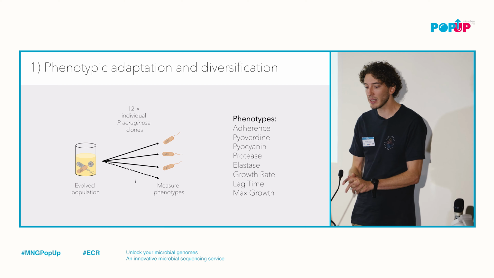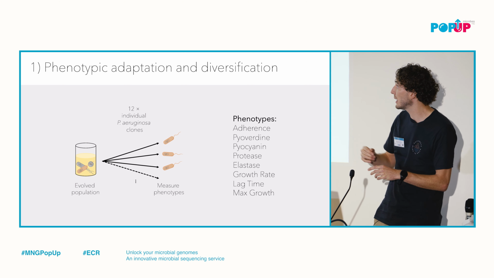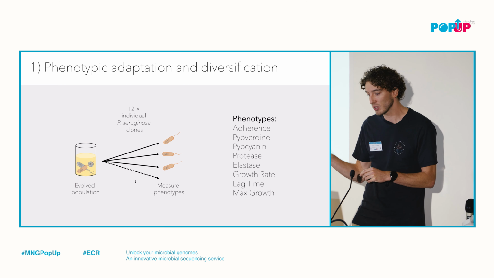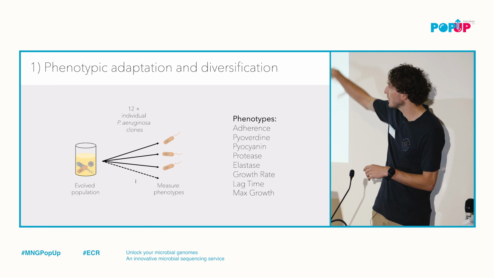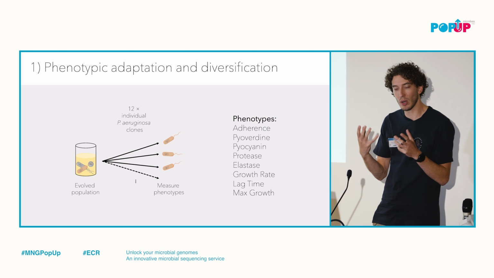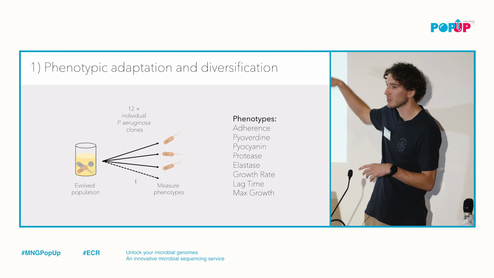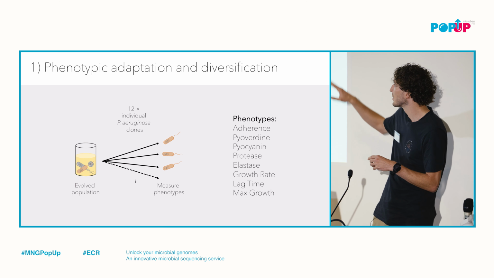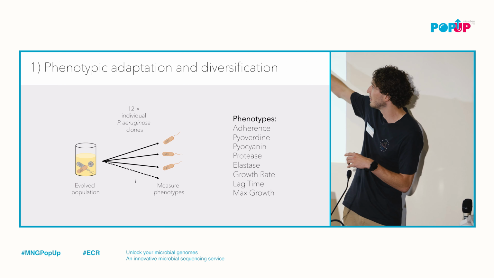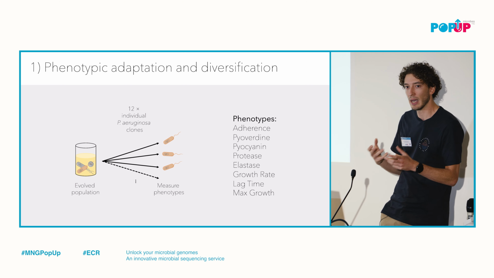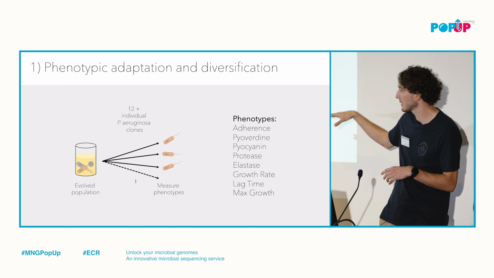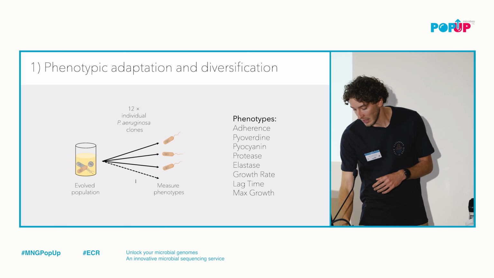I isolated 12 individual Pseudomonas isolates from each of my evolved populations and measured 8 different phenotypes, which are all associated or expected to change during chronic adaptation to the CF lung, including adherence, so how well they form biofilms, some key virulence factor production, so pyoverdine, pyocyanin, protease, and elastase, and some growth dynamics as well, so growth rates, lag times, and max growth rates.